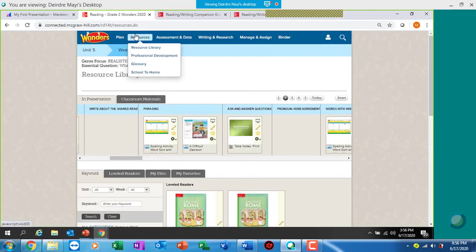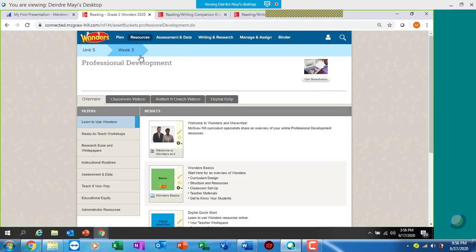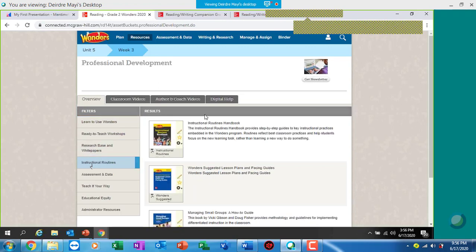Going back into resources, I did mention to you that there are professional development tools available. If you click on professional development, you remember that instructional routines handbook that I mentioned? Using your filter on the left, if you click on instructional routines, here's the instructional routine handbook right here. It will open as a PDF, so you can very easily download this to your device if you'd like.